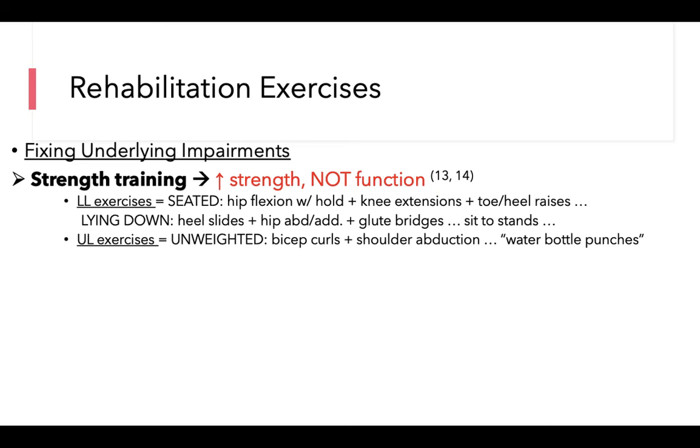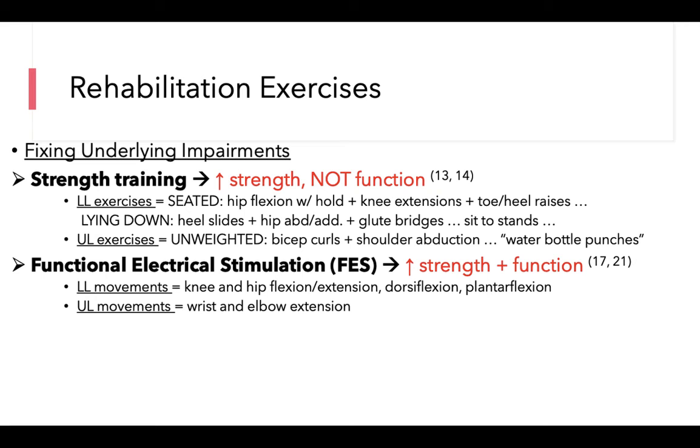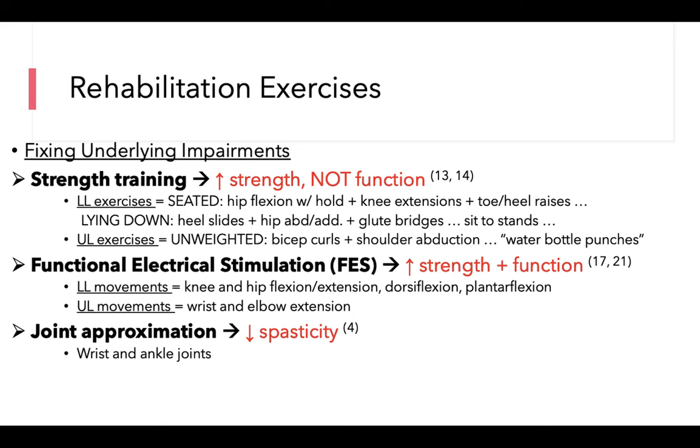Now, these exercises are all great, obviously, for increasing her strength, but research shows it's not very good for increasing her function. So when I'm trying to increase her strength and function, I will use functional electrical stimulation because that's what research has indicated towards, and I'll put those on her body to induce those lower limb and upper limb movements listed on those bullet points right there. And to decrease her spasticity, joint approximation has been found to be very useful, so I'll use manual compression on her wrist and ankle joints.